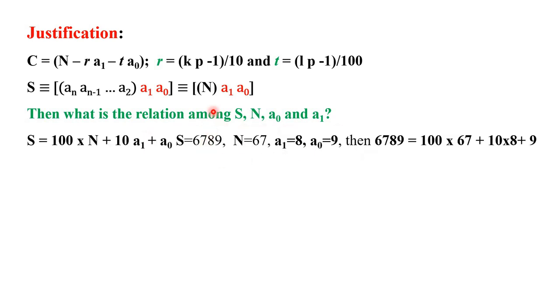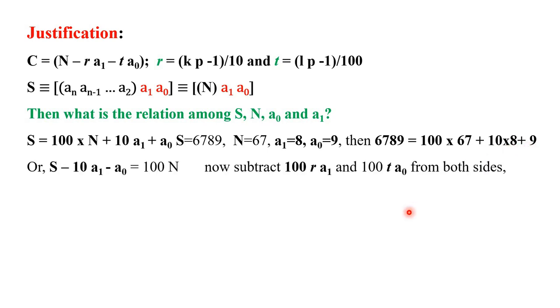Clearly S is now 100 into n plus 10 A1 plus A0. So for example, A is equal to 6, 7, 8, 9, a 4-digit number. So n is 67 because we are dropping 2 digits, 8 and 9. A1 is 8 and A0 is 9. Then 6789 is 100 into n plus 10 into A1 plus A0, 9. Right? So it's okay.